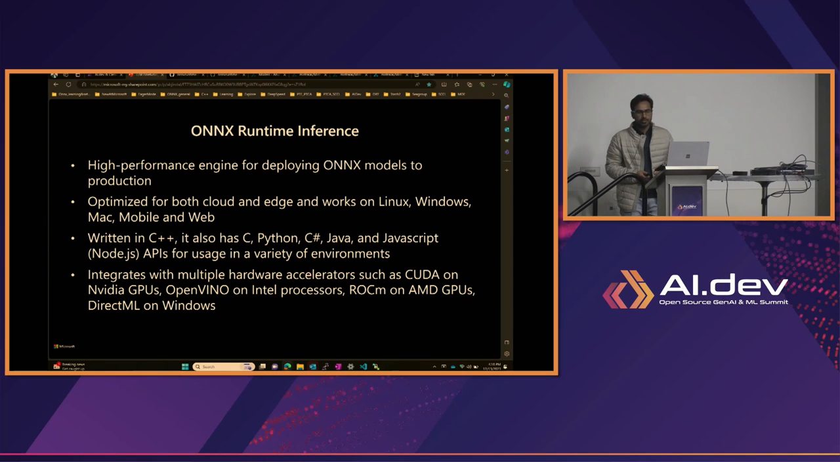There are two parts to ONNX Runtime. One is inference. ONNX Runtime Inference is a high-performance engine for deploying ONNX models to production. It is optimized for both cloud and edge use cases, and it works seamlessly on Linux, Windows, Mac, mobile, and web. It is written in C++, but it has various APIs like C, Python, C#, and it can be deployed in a variety of environments. It integrates very well with various hardware accelerators, including CUDA on NVIDIA GPUs, OpenVINO on Intel processors, ROCm on AMD GPUs, DirectML on Windows, and many more. So you can use ONNX Runtime Inference on whatever use case you have.